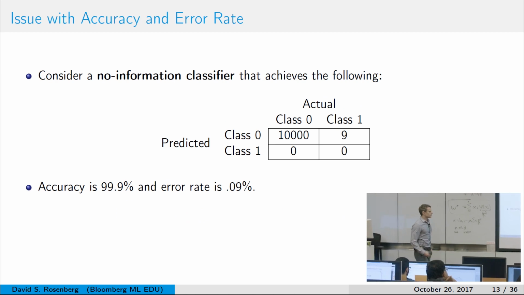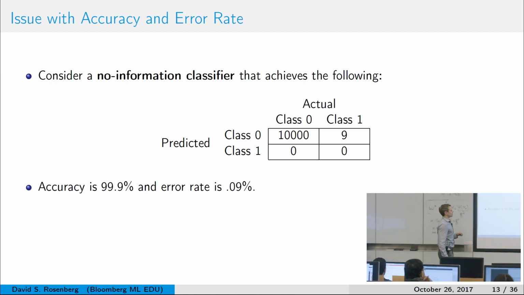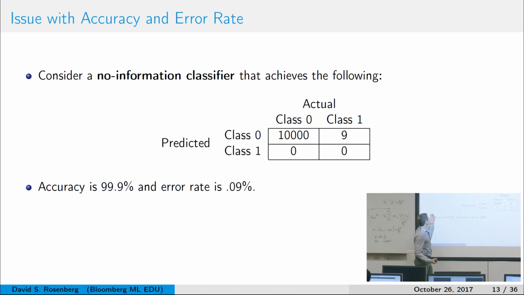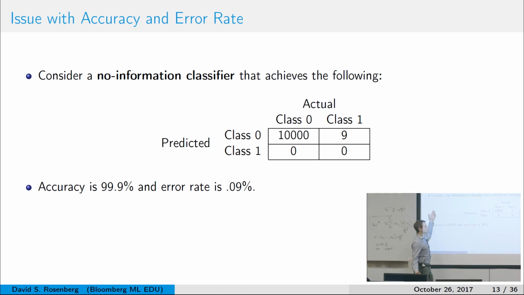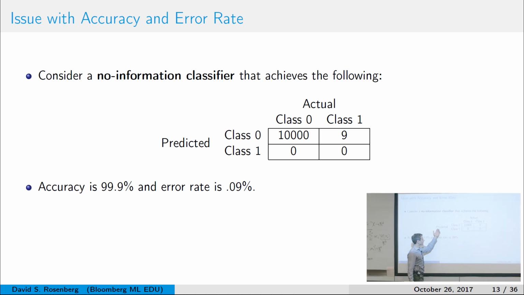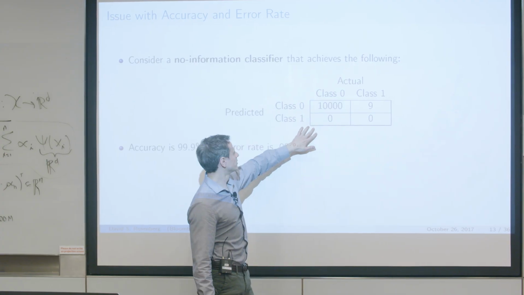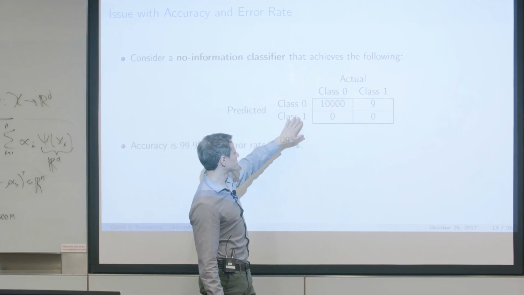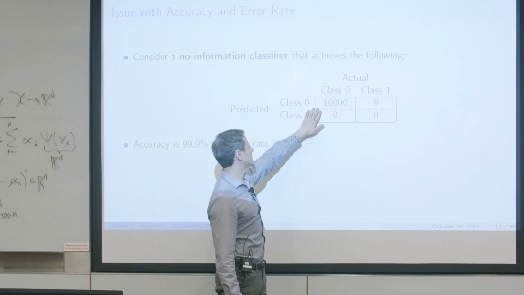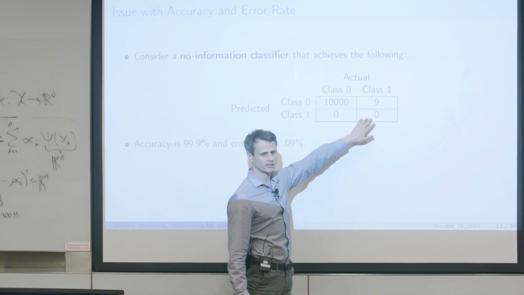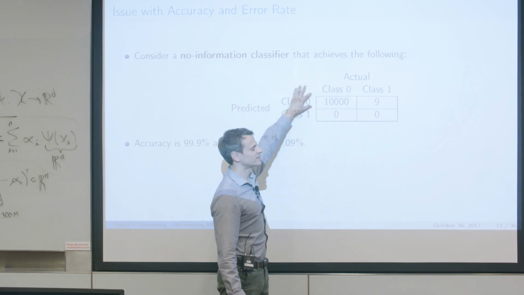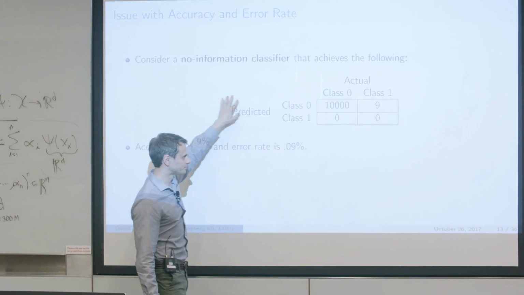So just a quick example on why accuracy is not really sufficient. Here we created a no information classifier, and here's our confusion matrix. What's going on here is that we have 10,000 class 0s and 9 class 1s, and we're just always predicting class 0, because that's the dominant class.